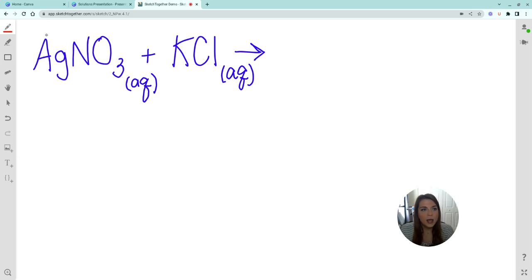So when I swap, I am going to have silver match up with chlorine. So I would get silver bonded to chlorine. In this case, they both have 1 for their charge. Silver is +1 and chlorine is -1, so I would get AgCl.